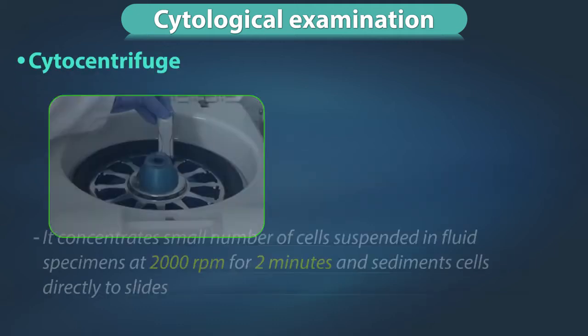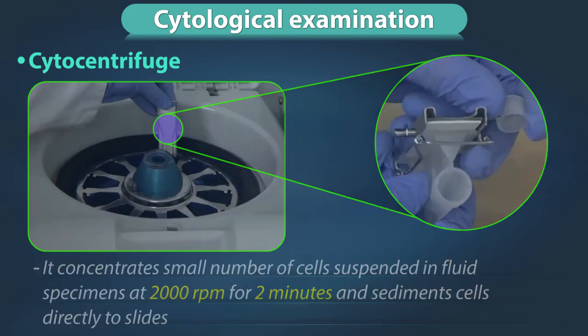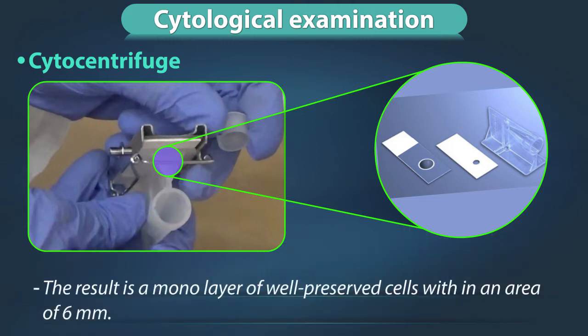A cytocentrifuge can also be used, which concentrates a small number of cells suspended in the fluid specimen at 2000 rotations per minute for 2 minutes. It sediments cells directly onto slides. The filter card simultaneously absorbs the fluid medium. The result is a monolayer of well-preserved cells.